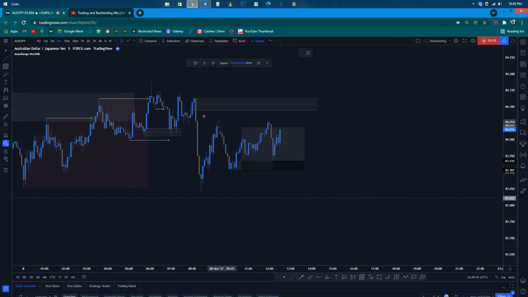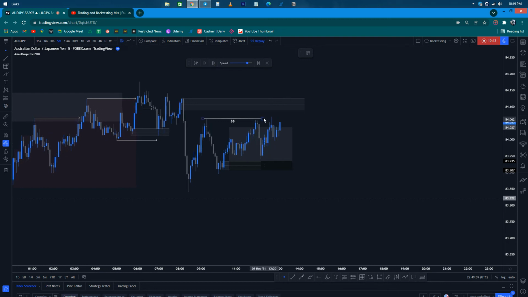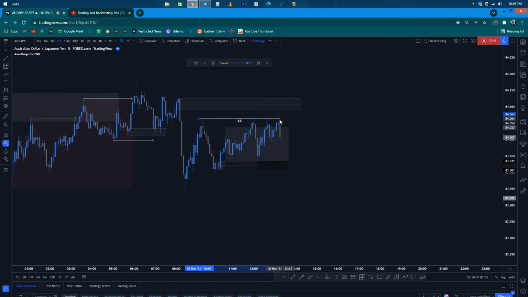Also, you can see the liquidity I was talking about. So now we have liquidity here. Let's just give this a label. All right. So the liquidity hasn't been broken up.